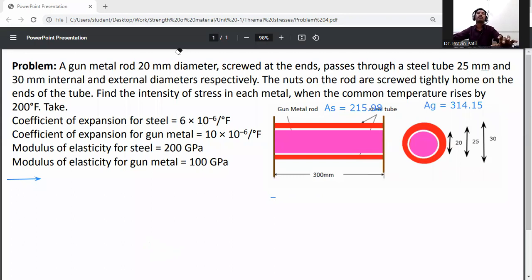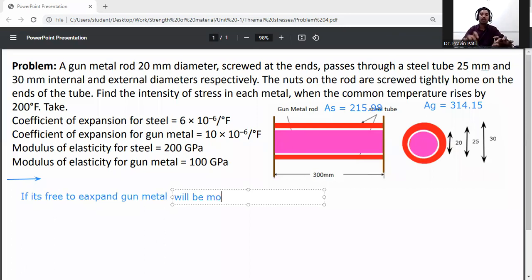The next, write down: if they are free to expand, the gunmetal rod will have more expansion than the steel rod.